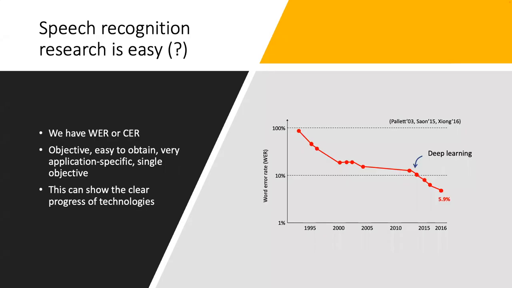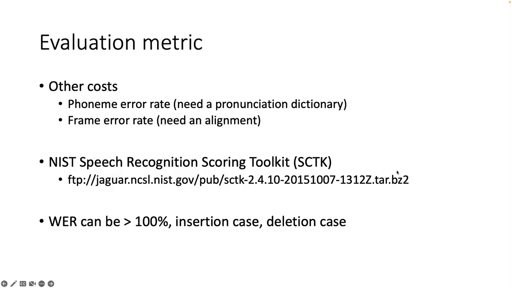We often use the NIST speech recognition toolkit, SCTK, to compute the word error rate and so on. The reason is that there are some small differences between scoring tools, such as whether we consider case to be distinctive or not, whether we consider punctuation and so on. And we can also deal with Unicode safely.